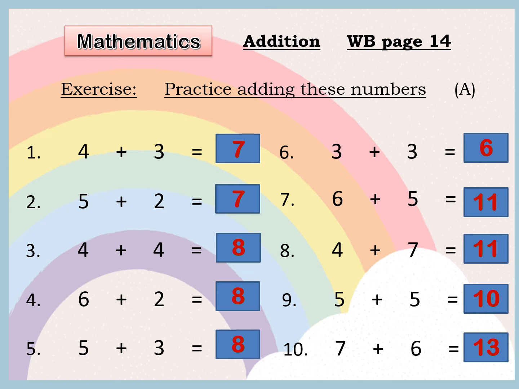Okay, again, let's read the equation. 4 plus 3 equals 7. 5 plus 2 equals 7. 4 plus 4 equals 8. 6 plus 2 equals 8. 5 plus 3 equals 8. 3 plus 3 equals 6.